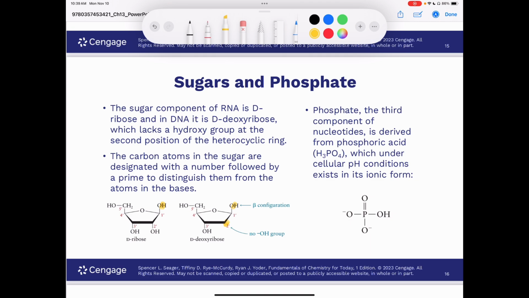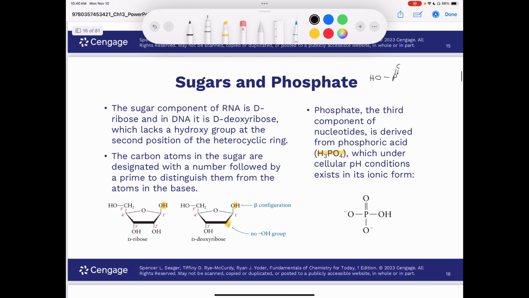Now, phosphate, which is the third component of nucleotides, is derived from phosphoric acid, which has the formula H3PO4, which under cellular pH conditions exists in its ionic form. So if I draw the Lewis structure of phosphoric acid, it looks like this. Okay, so we have three OH groups, and so at physiological pH, you're going to lose two of the hydrogens, and you end up with negative charges here. And so that's our phosphate.